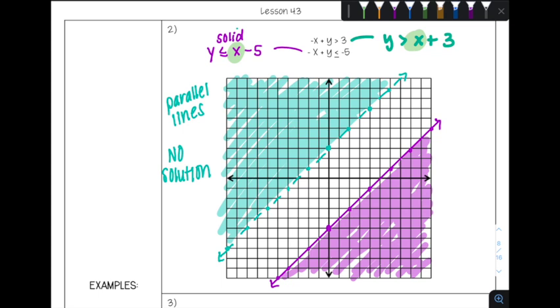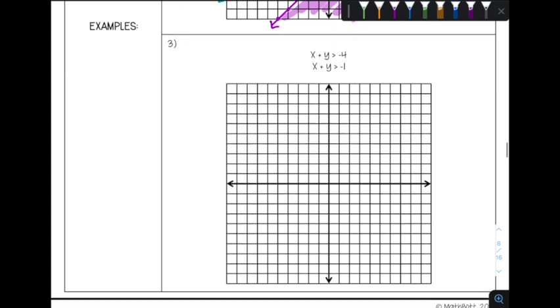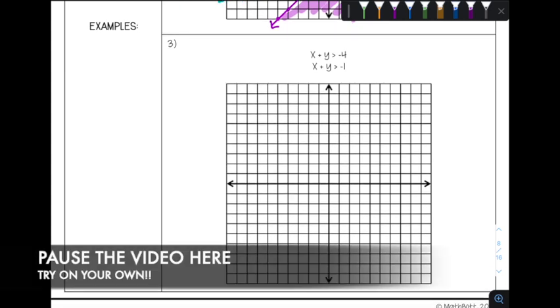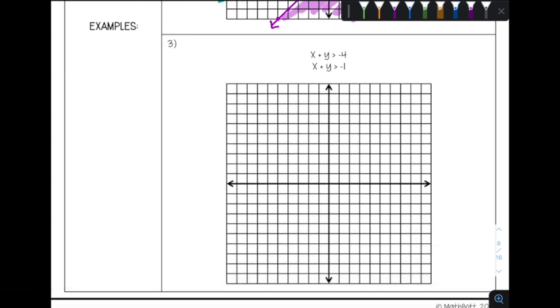Okay, moving on to our next example. Pause the video, graph this one on your own, and see if you can come to some kind of solution. Okay, so the first inequality, you're going to get y is greater than negative x minus 4. So this is going to be a dotted line. Then we have our second inequality, which is going to turn out to be y is greater than negative x minus 1. Again, another dotted line.